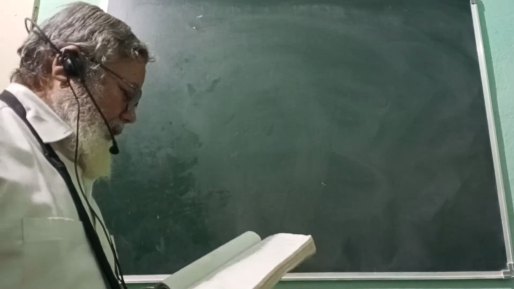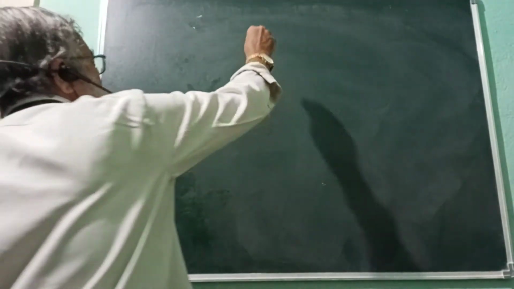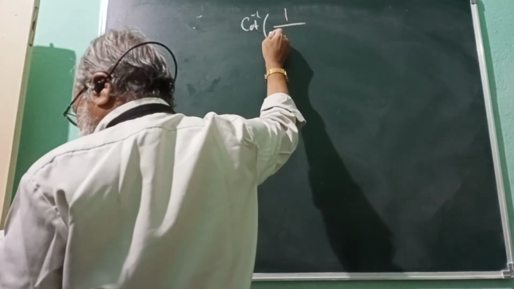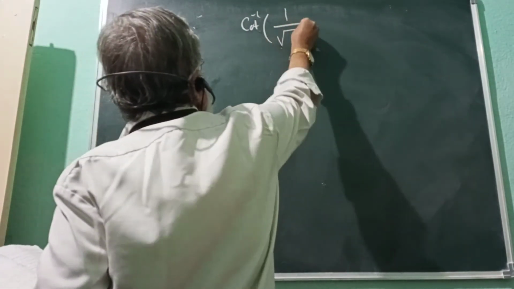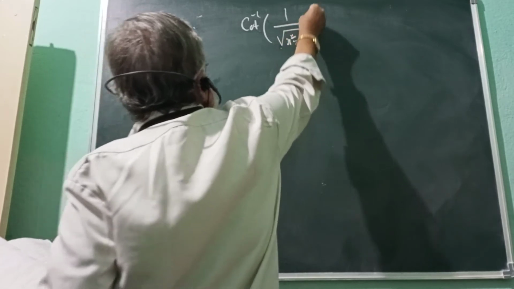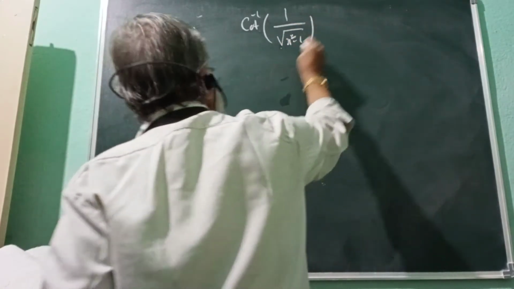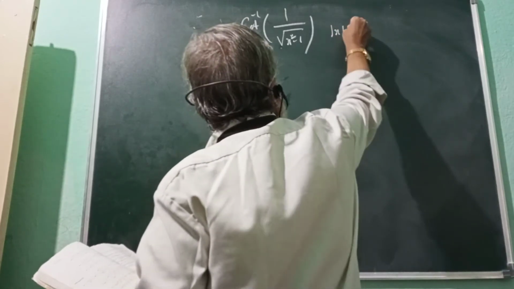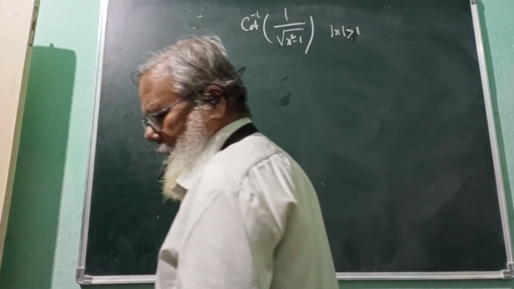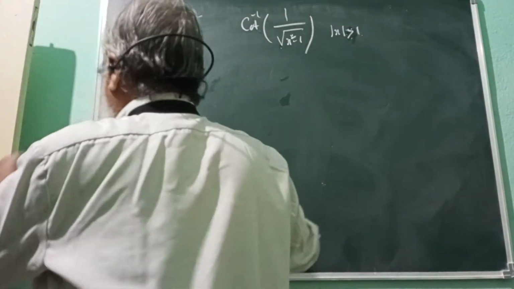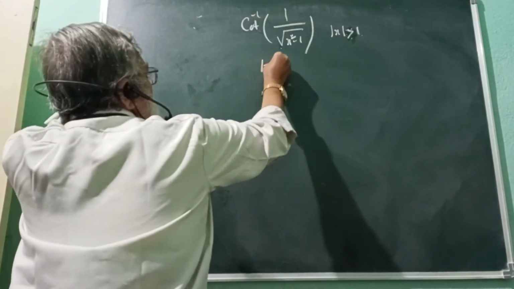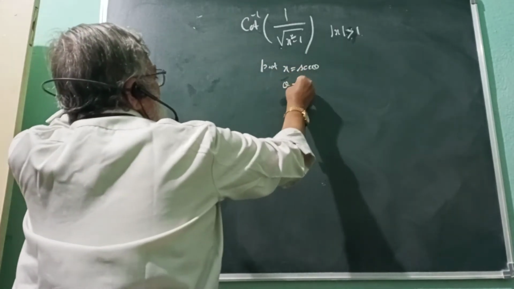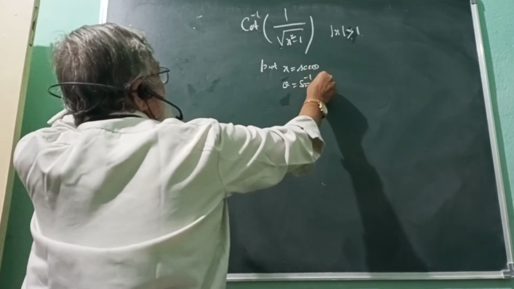Next: write cot inverse of 1 by under root x square minus 1 in the simplified form. Now, this root suggests that the substitution should be x is equal to sec theta. Then theta will be equal to sec inverse of x.